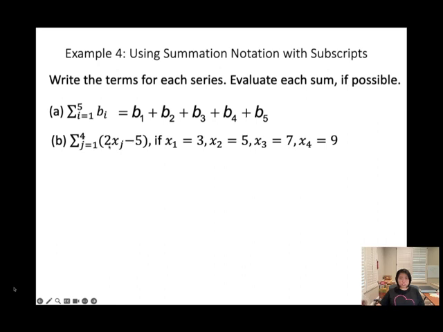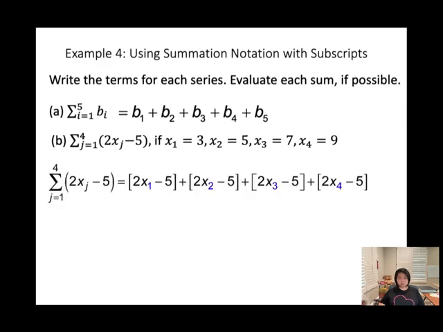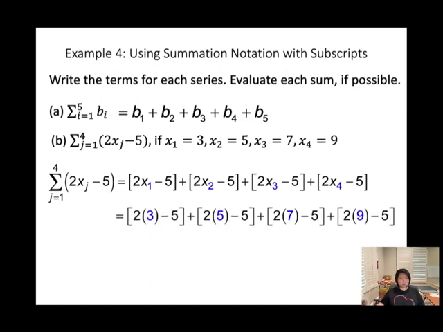So for example, when j equal to 1, you're gonna have 2x1 minus 5. And then x1 will be equal to 3. So 2 times 3, which is gonna be 6, minus 5, which is going to be equal to 1. Okay, plug it in one by one. Okay, plug in the numbers. So you should get 28 here.